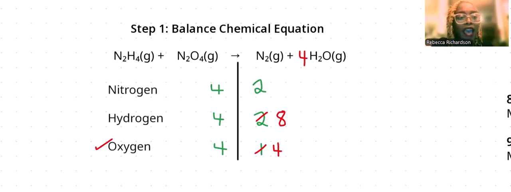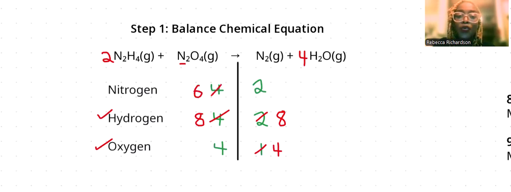So if I want 8, I'm going to add a coefficient in front of this N2H4. So that's going to give me 2 times the 4H, which is 8 hydrogen on that side. So that's great, we have that. But now let's reevaluate how many nitrogen we have on either side. So now I have 2 times 2, which is 4, plus this 2 over here, that gives me 6, right? So I have 6 on this side actually now.